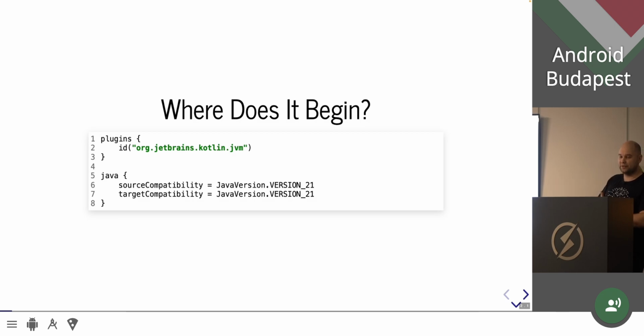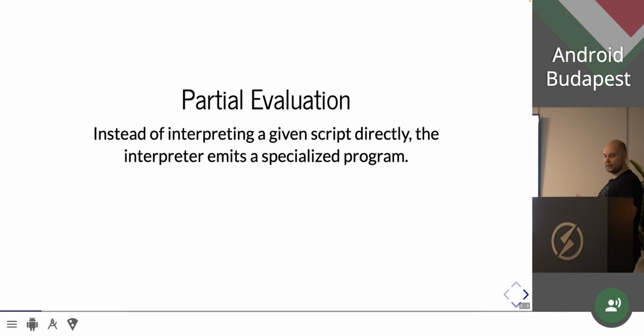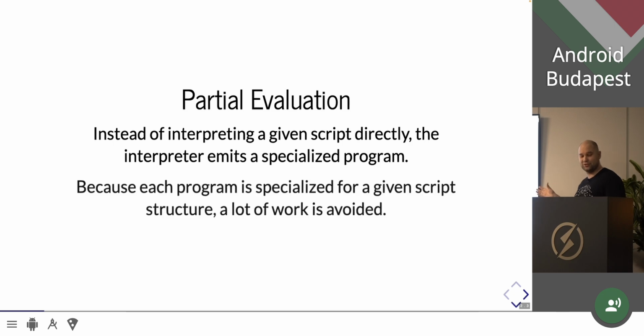It's pretty straightforward. The main idea behind Gradle and its runtime is to grab the script file, which is a text file, identify its blocks, and then compile two programs, maybe more, depending on your script structure, and evaluate those. This is what is meant by partial evaluation. So the interpreter emits a specialized program. This is taken from the documentation.